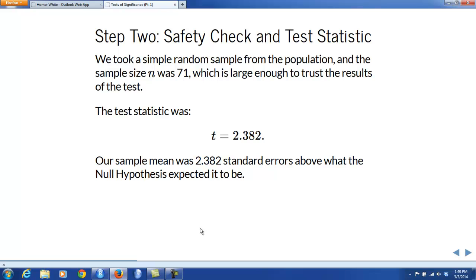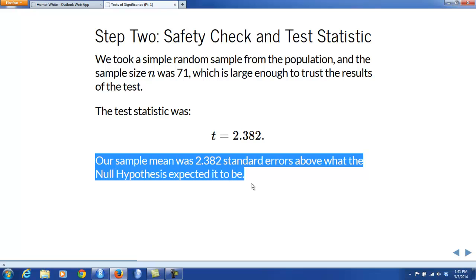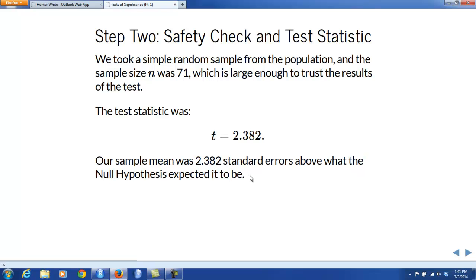On to the test statistic. The test statistic is a very quick summary of the evidence that the data provides against the null hypothesis. This time the test statistic was 2.382. Our sample mean was 2.382 standard errors above what the null hypothesis expected it to be. This kind of interpretation is very good to add after you have reported your test statistic. You want to tell your audience what these numbers mean and how the argument is moving. Once you've reported the test statistic and interpreted it in this way, people can see already at this point that things are looking pretty bad for the null hypothesis.